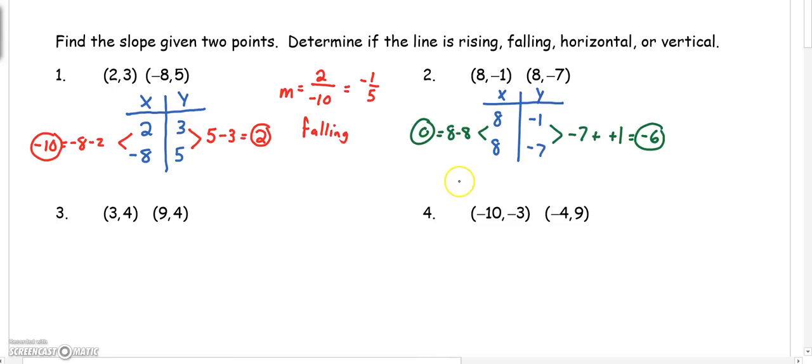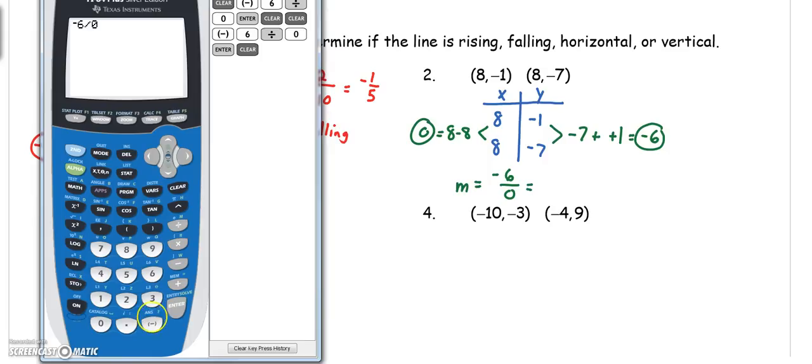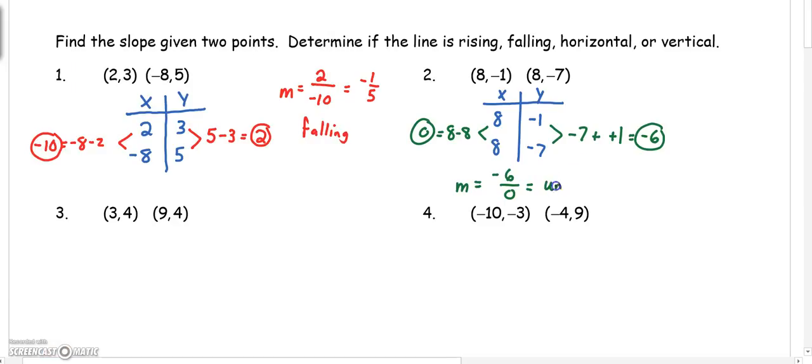So when I go to find my slope, it is equal to negative 6, change in y, over 0, my change in x. If I was to divide by 0 in my calculator, negative 6 divided by 0 tells me I have an error where I can't divide by 0. That's because this is an undefined slope. Undefined slopes happen because my x coordinates are the same, which means I would have a vertical line.